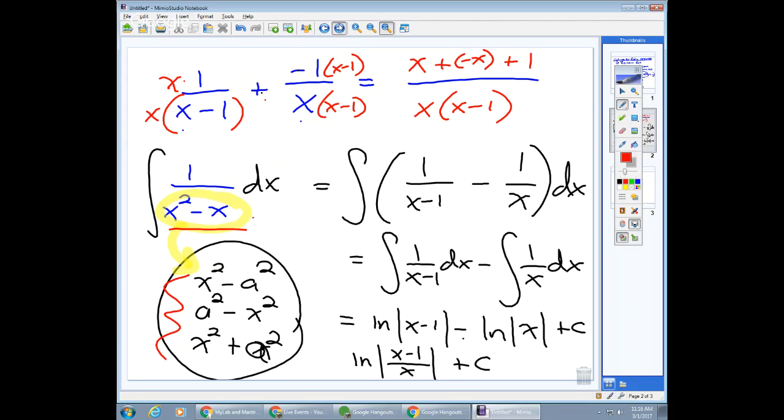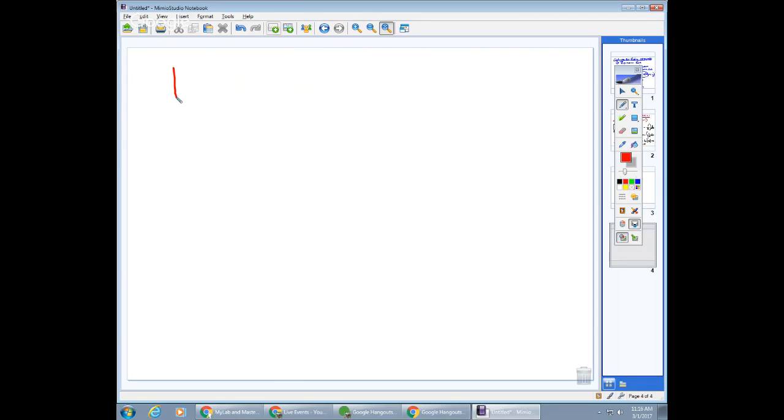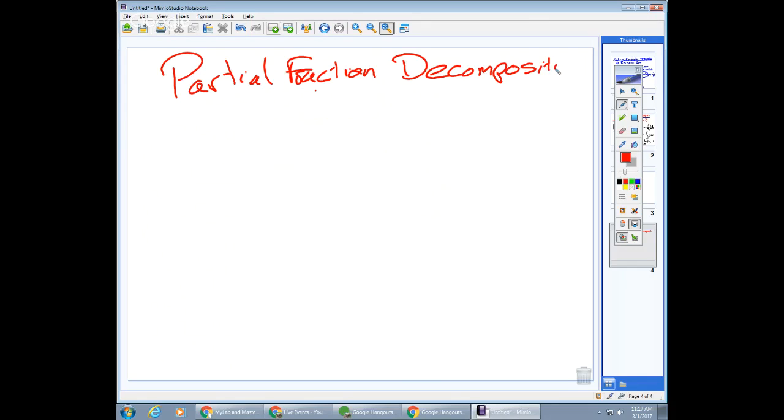So this is an algebraic technique called partial fractions. Some people add the word decomposition. Decomposition, I wish that was a cool word. So we're going to look at an algebraic technique called partial fraction decomposition.